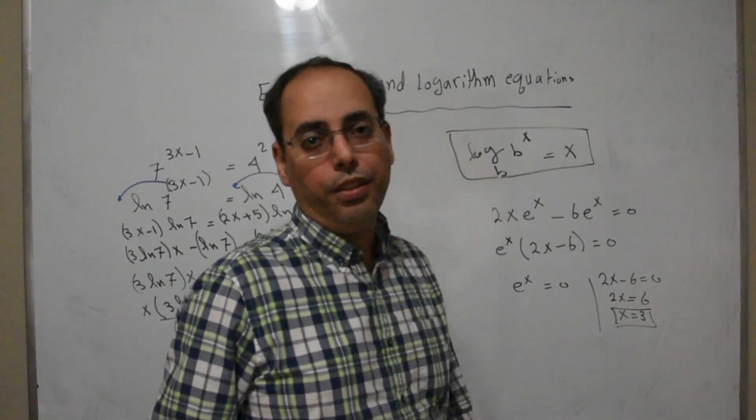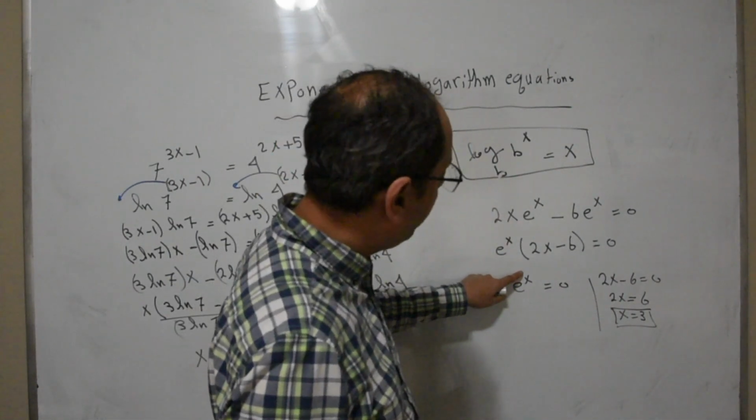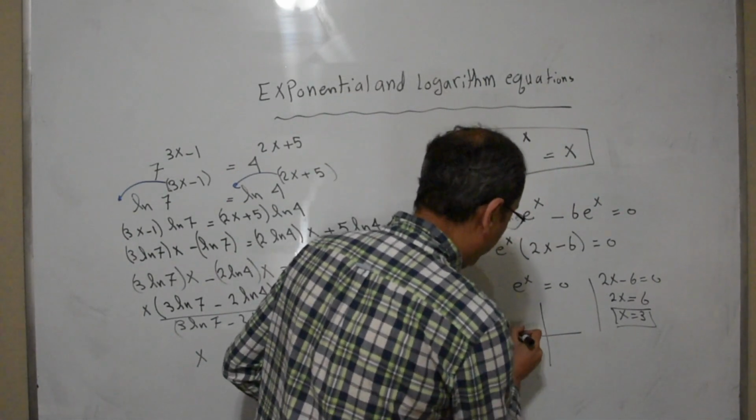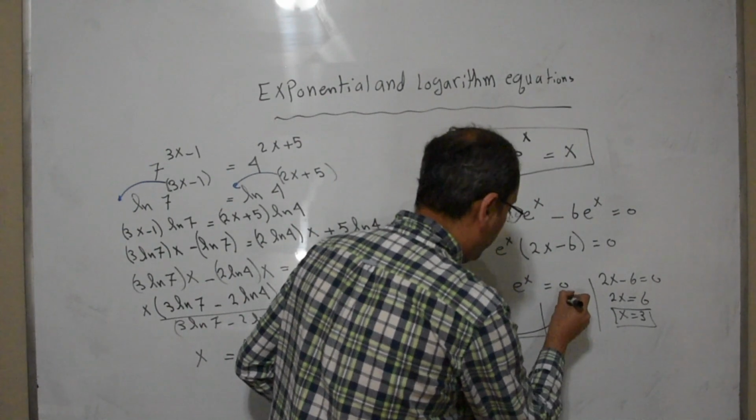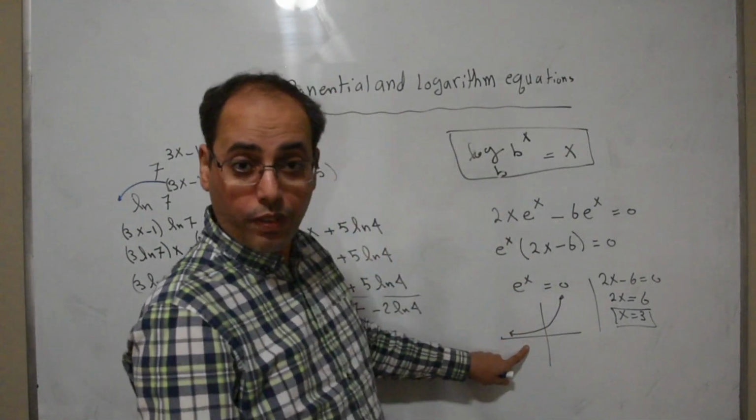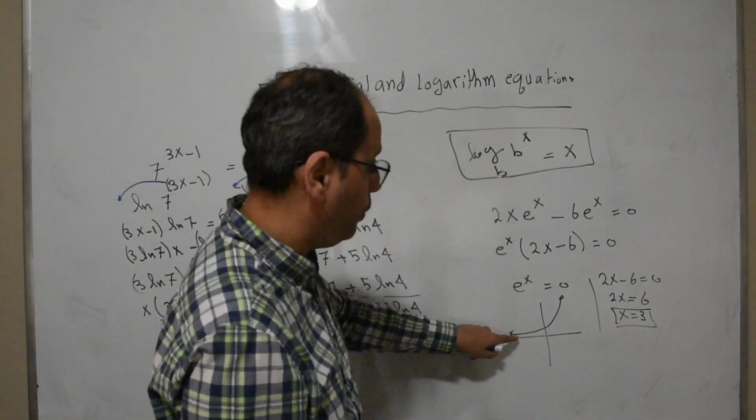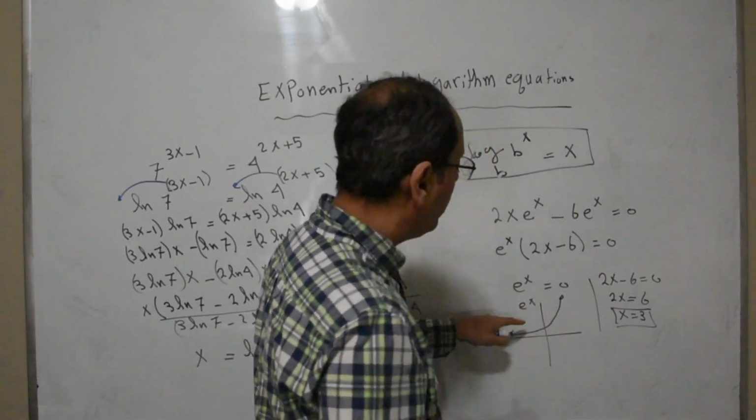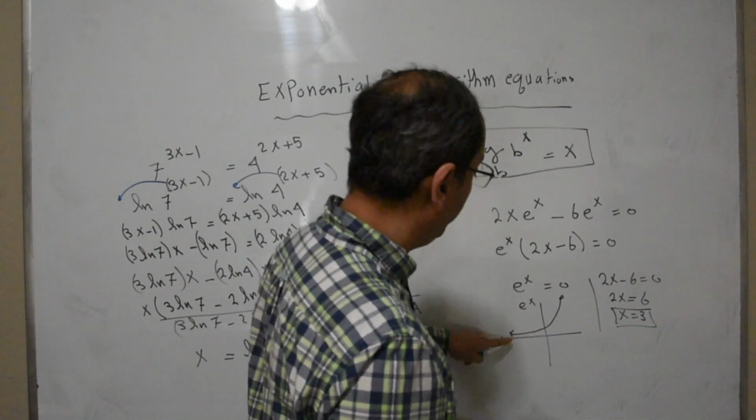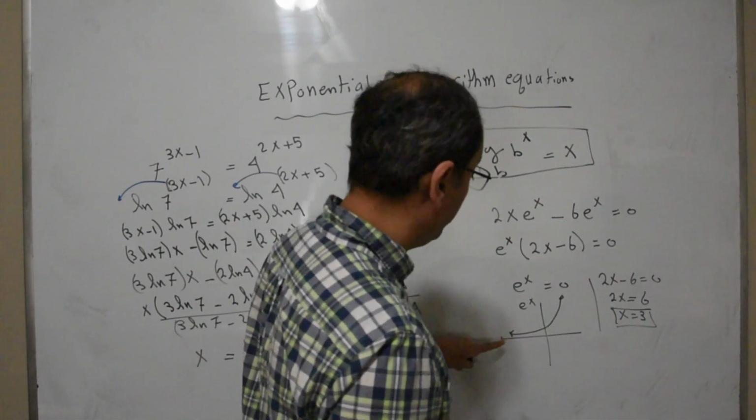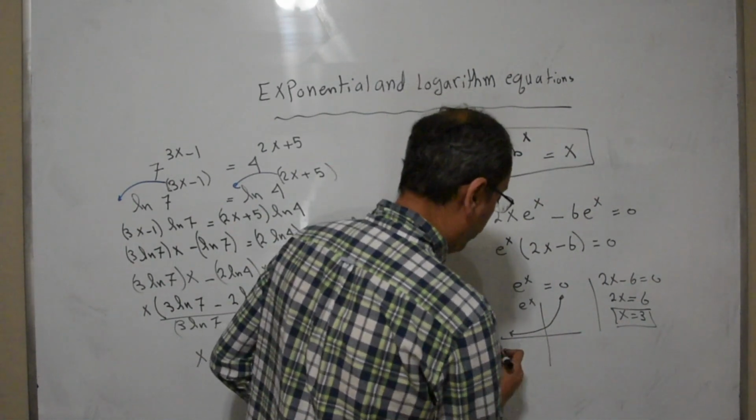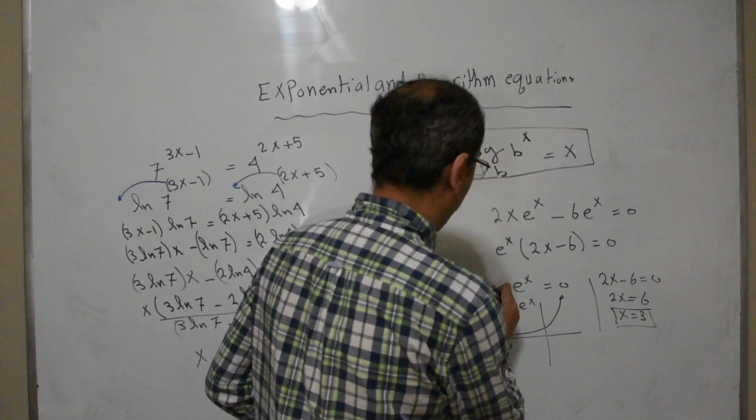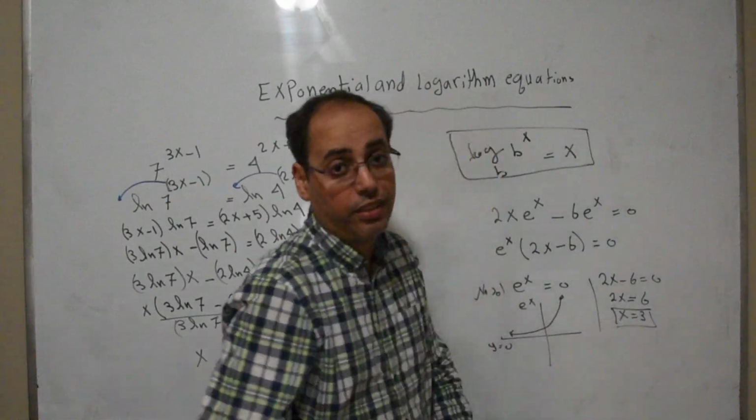And this one, there is no solution here. You can't have a value of x that makes e to the x equal 0. So if you think about this, this is e to the x. Never touch the y equals 0 here. Never. So there is no such a value of x that makes it y equals 0, because the horizontal asymptote is y equals 0. Okay? So there is no solution. So my only solution is x equals 3.